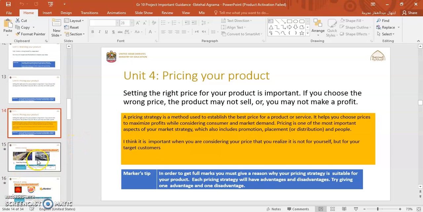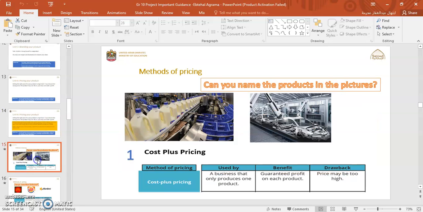So let's take a look at different pricing strategies that we have covered in this term and we have learned about. One of the strategies is cost plus pricing. So, cost plus pricing is used by a business that only produces one product. One of the benefits is that there is guaranteed profit on each product. A drawback can be price may be too high. So, you are going to choose a pricing strategy or method that suits your product.